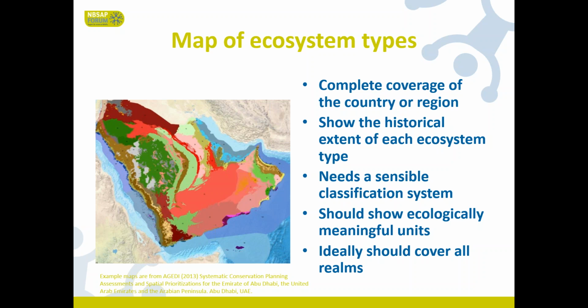So we really want to get an idea of where these ecosystems broadly were before there was any large-scale change linked to human intervention. Other things that are useful is that you typically have some sort of a sensible classification system. Often this is hierarchical, and you need to show ecologically meaningful units on your map. In an ideal world, you'll also be covering both marine and terrestrial habitats, so you'd be covering all realms in your ecosystem map, but this doesn't necessarily have to be the case, and just starting with, say, a terrestrial map is a good place to start.